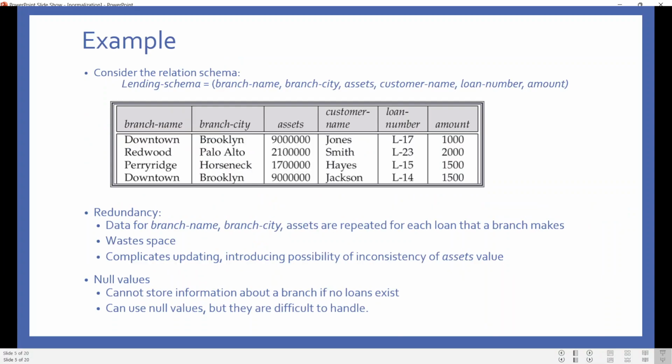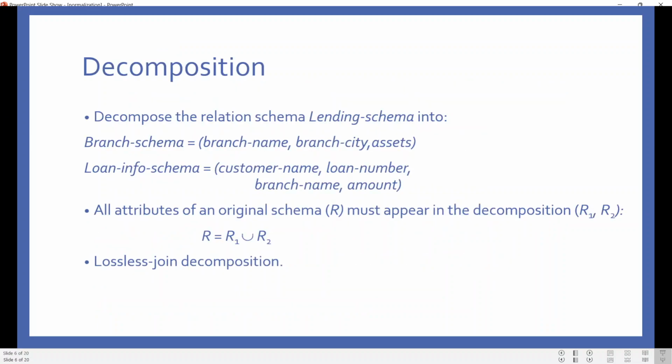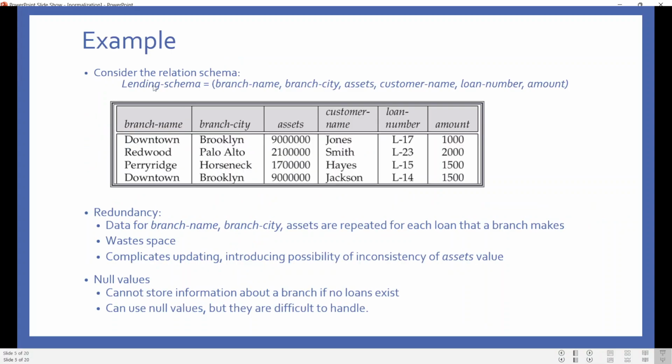As I said, this complete table has 6 attributes: branch name, branch city, assets, customer name, loan number, and amount. So this table or relation can be decomposed into smaller tables. What can be done is, this lending schema, you can see that 6 attributes are present there, I can decompose into 2 schemas.